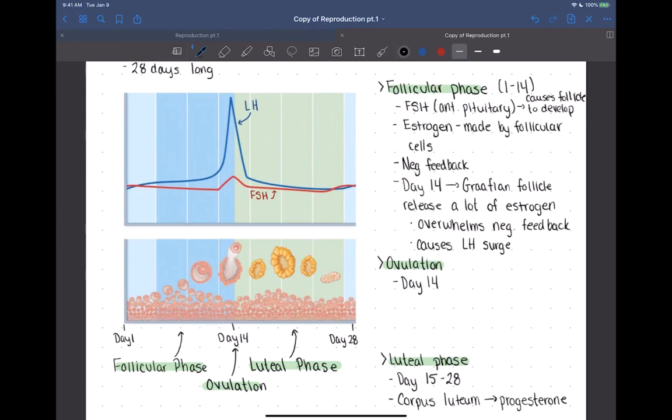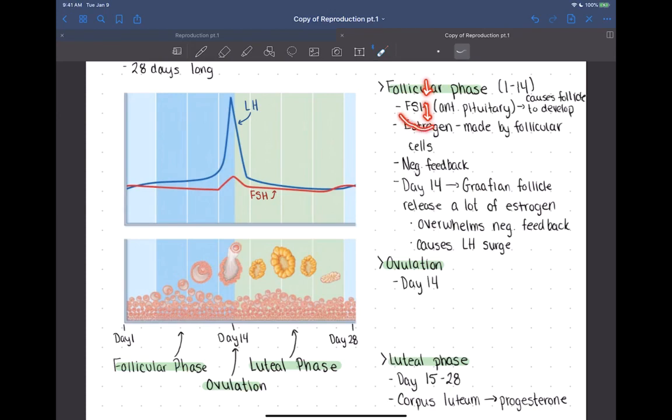All right, negative feedback. So let's talk about that as kind of a refresher. If you remember, with our hypothalamic hypophyseal axis, the way that it works is that the hypothalamus sends out its releasing hormone that causes the anterior pituitary to make FSH. FSH will go to the ovary, causing the follicles to develop and release estrogen.